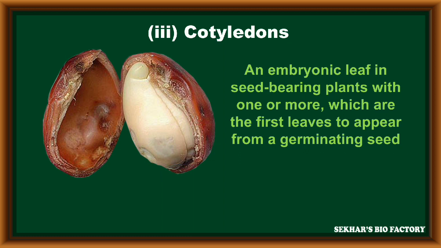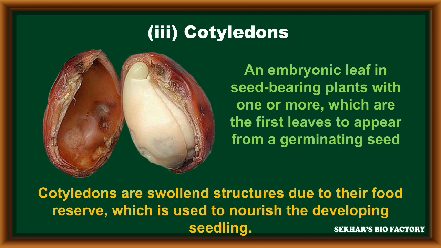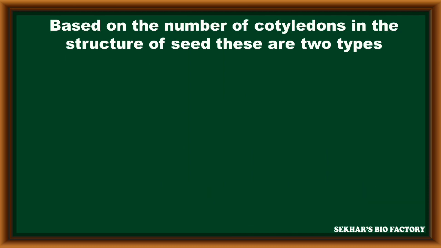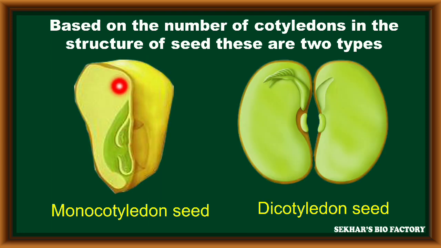The third part in the structure of a seed is cotyledon. An embryonic leaf in seed-bearing plants, one or two or more, which are the first leaves to appear from a germinating seed, are called cotyledons. These cotyledons are generally swollen structures due to storage of food materials, and these food materials are supplied to the developing seedling at the time of seed germination. Based on the number of cotyledons present in the structure of seed, the seeds are of two types. The first type is monocotyledon seed and the second type is dicotyledon seed.